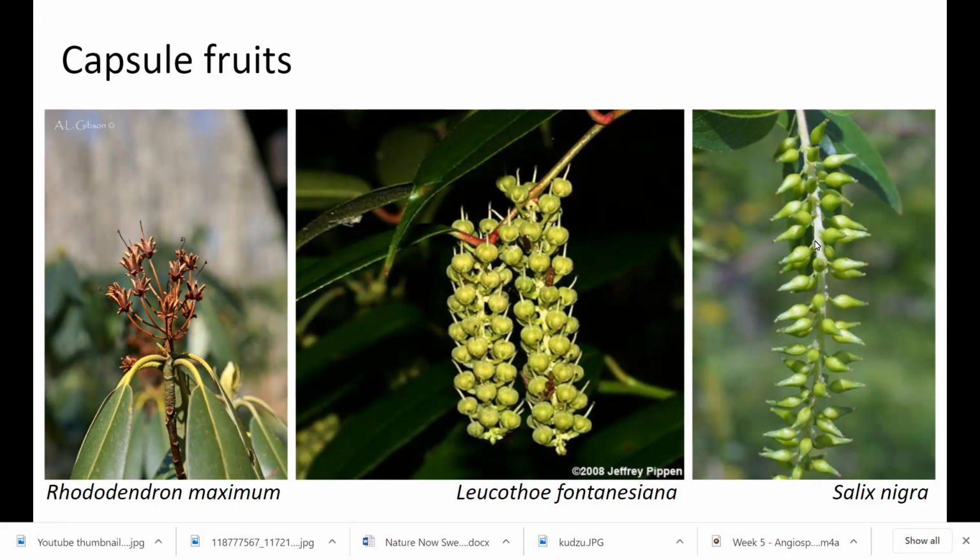And same thing with Salix nigra, right? So this is a really nice close-up of those little capsules. Those will dry out and then they will split open to release the seeds.